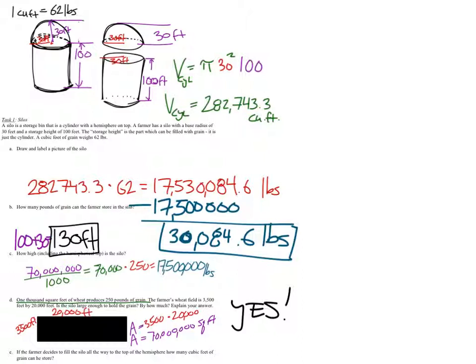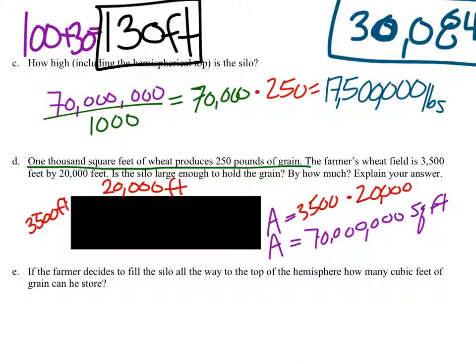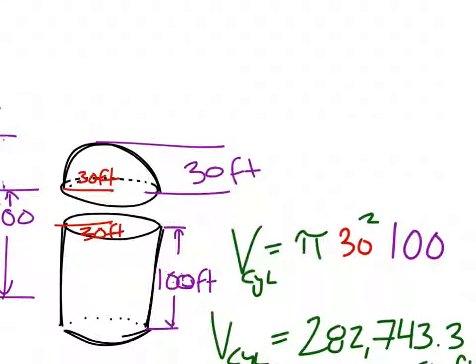This one has many, many steps. But then we have this last part. If the farmer decides to fill the silo all the way to the top of the hemisphere, how many cubic feet of grain can he store? So we're not looking at how many would be left over. This is a hemisphere, but we have to treat it first like a sphere. So let's come back to these. We're going to use this hemisphere. Matt will show you. Good luck.